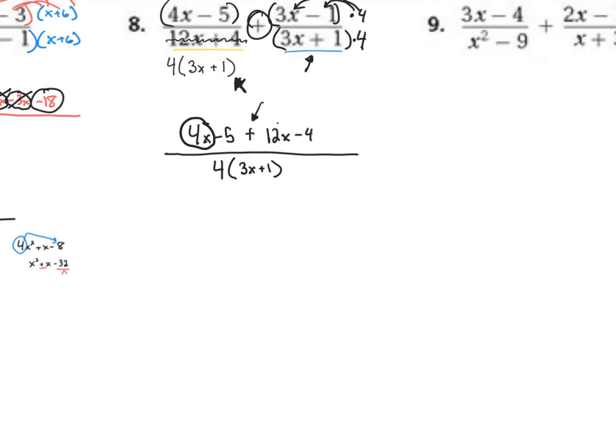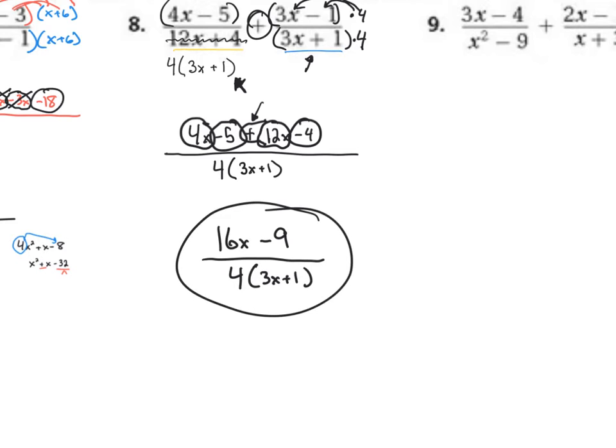Combine like terms on the top. No, I should have pulled the plus in there. So we got 16x minus 9 over 4, 3x plus 1. Does anything factor out of 16x and 9? It's not an x squared, so it doesn't factor down that way. 16 and 9 don't have any common factors. That's the best we got.